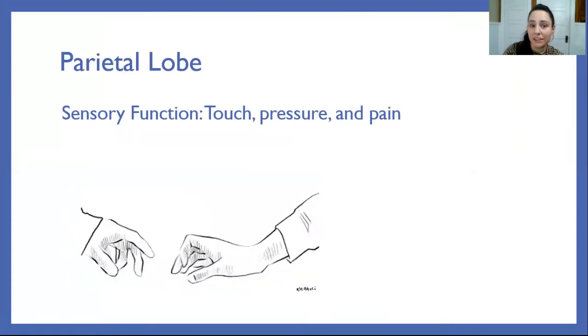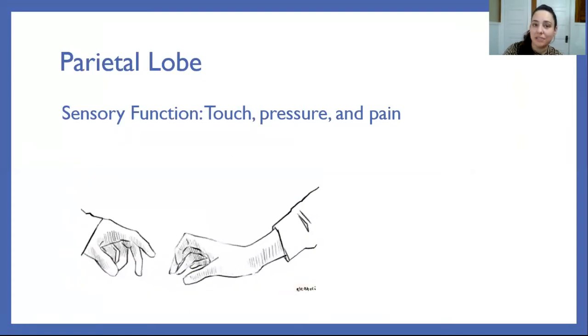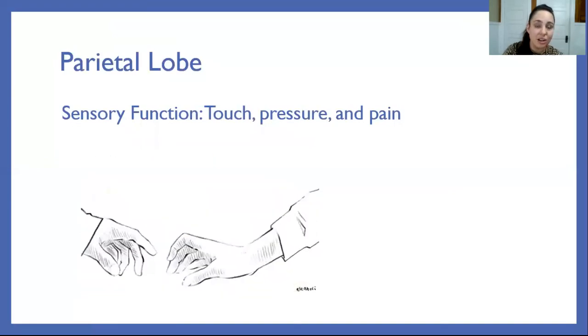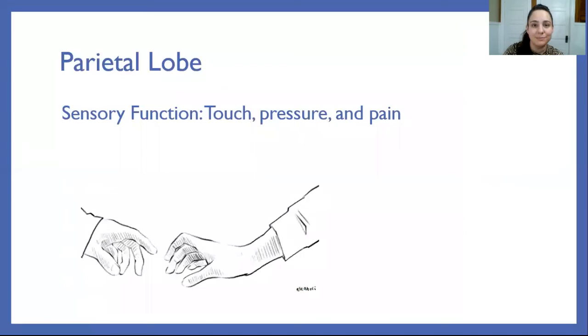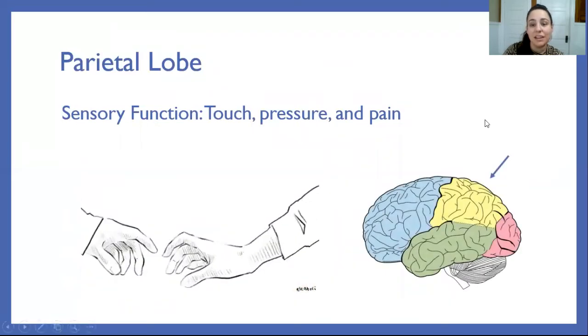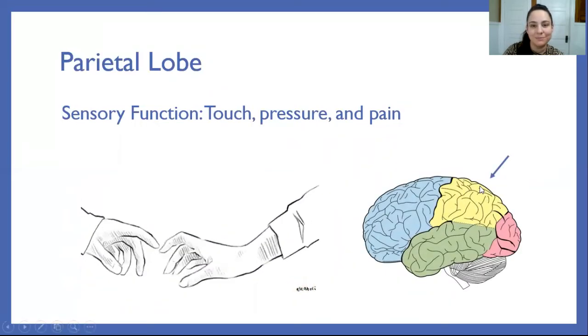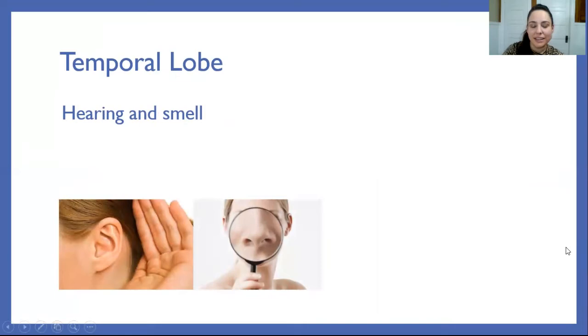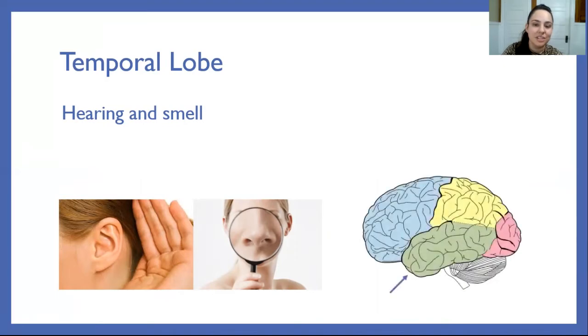Now, your parietal lobe is going to have the sensory functions like touch, feeling pressure, feeling pain. That's all coming from the parietal lobe. The parietal lobe is located underneath the parietal bone. The temporal lobe is going to have control of the hearing and the smell. Both of those are happening here. Just so happens it's also the lobe that is behind the temporal bone and close to your ears.